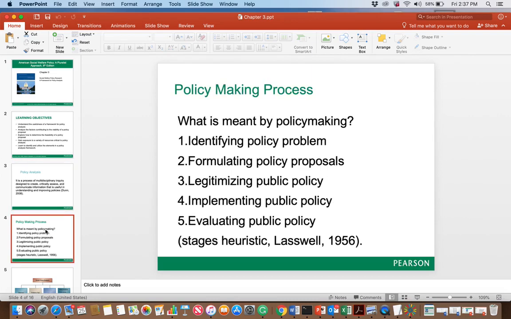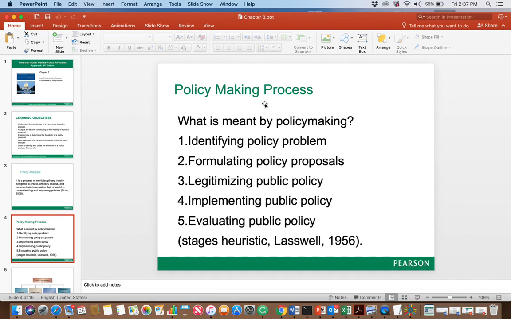Now, the policy making process, there are 5 important steps that you need to know. These steps are sometimes called stages of heuristic or heuristic stages. One thing that you need to know is that you identify a policy problem. In other words, throughout this semester, I will be asking you to identify a social problem or a human condition that requires some action. Remember last week we defined what policy is, an action or inaction, that's policy. So you identify a problem.